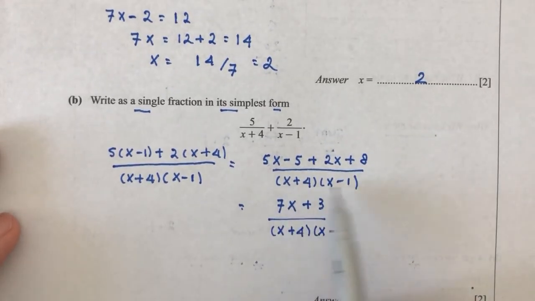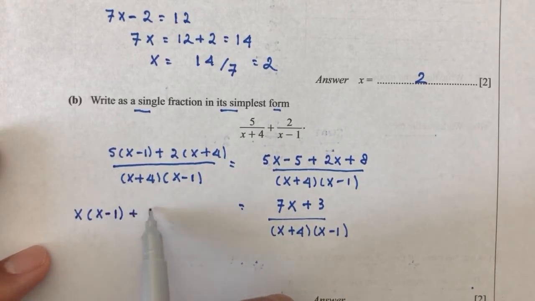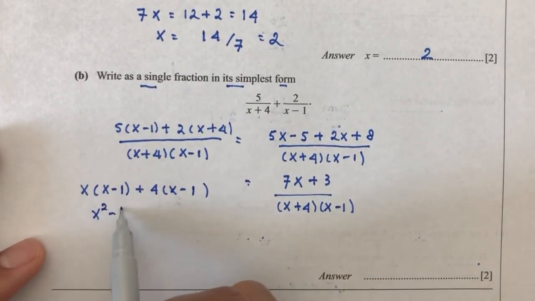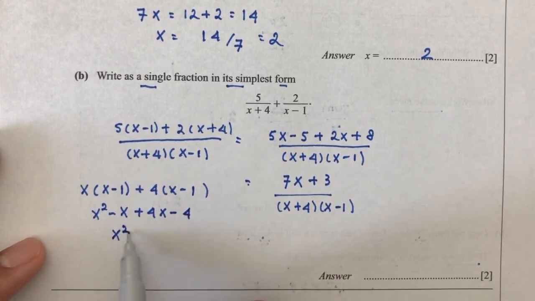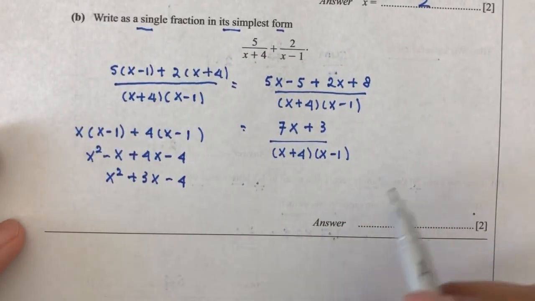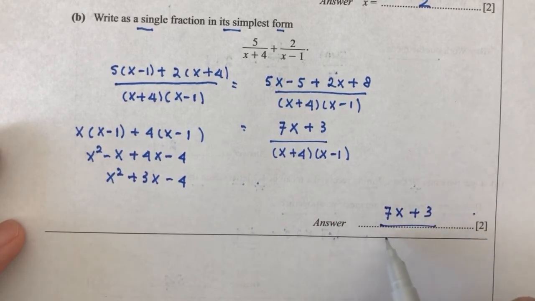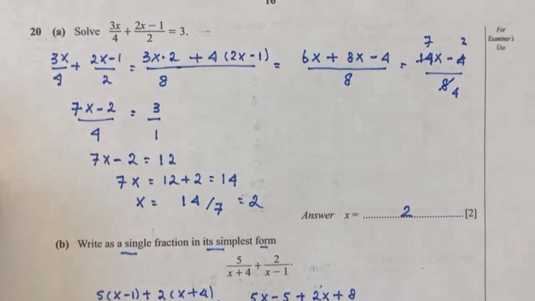So you can try to expand this as well. Okay, let's do that. Why not? Expand this. We have (x plus 4)(x minus 1). That will be x squared minus x plus 4x minus 4, which will be x squared plus 3x minus 4. So your answer here will become (7x plus 3) divided by (x squared plus 3x minus 4). And that is your answer for part B. That was question number 20.